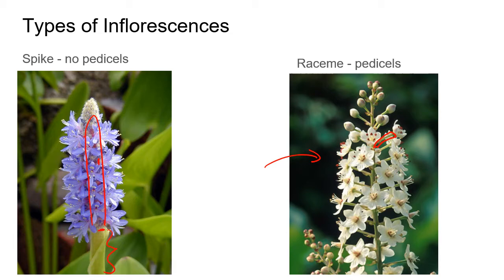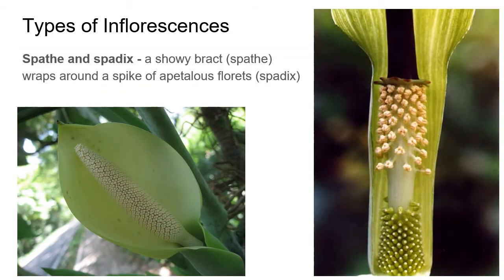So that, where we have this kind of spike with pedicels, we call that a raceme. And you can also have branched racemes. Those are called panicles, and we'll see spikes within other inflorescence types. So spike, no pedicels, raceme, pedicels. So here's an example of where you see a spike type structure within this inflorescence that'll have a different name.